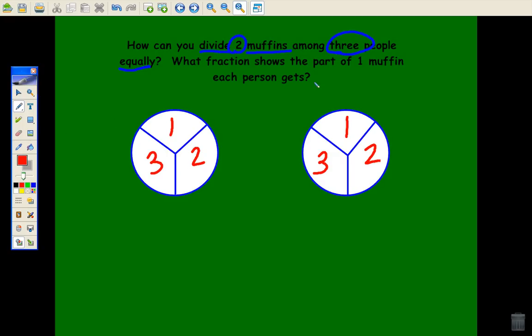So person number 1 gets how much of this 1 muffin? Well, he got 1 piece, and there were a total of 3 pieces. So I divided this 1 whole into 3 pieces. So he gets 1/3 of that muffin. So if he gets 1/3 of that muffin, total he's getting 2/3 because he got 2 pieces out of a muffin that was cut up into thirds. So that's just a quick example of dividing wholes into pieces, which is the fraction process, which is division.